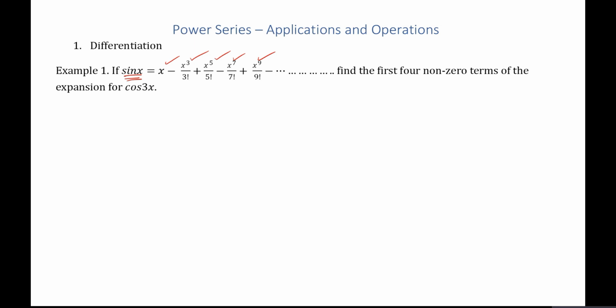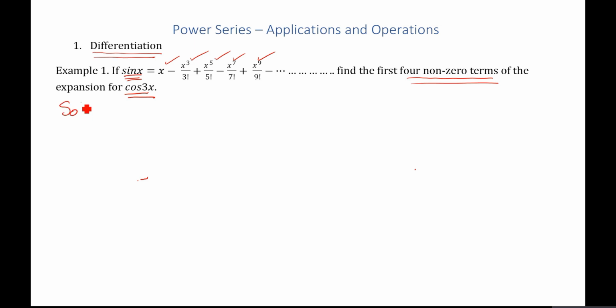So our first application is differentiation. Well, what do we mean by that? How do we differentiate? Well, looking at this particular example, is sine of x, which is the standard series, x minus x cubed over 3 factorial, and so on. We want to find the first 4 non-zero terms of the expansion for cos 3x.